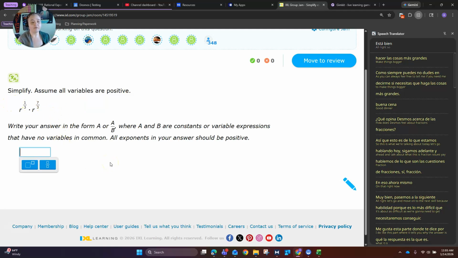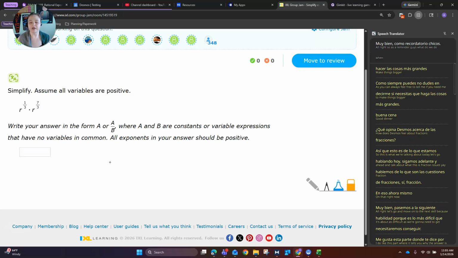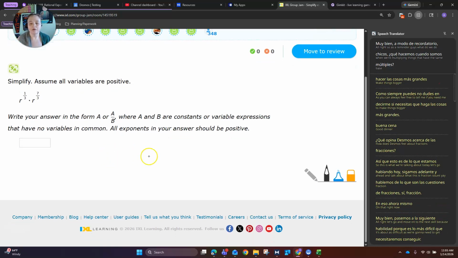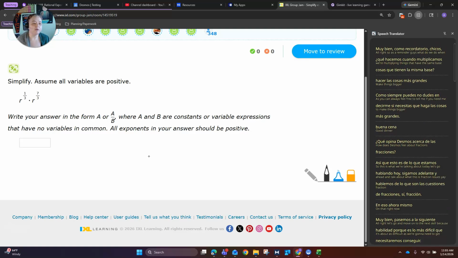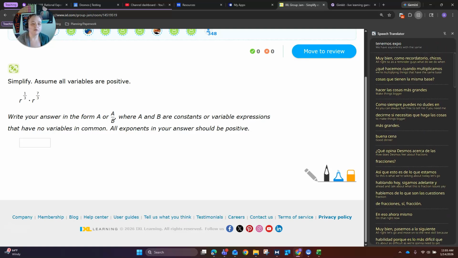All right, so as a reminder, what do we do when we're multiplying things that have the same base? When we have exponents with the same base, what am I going to do with these exponents?